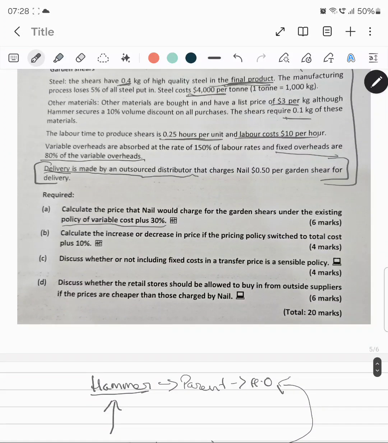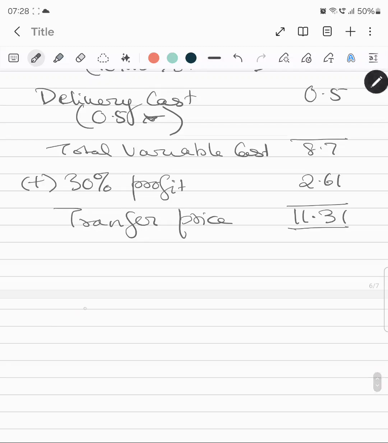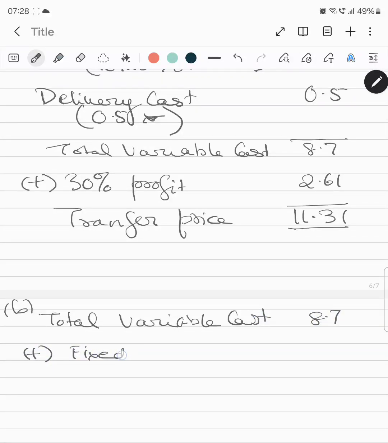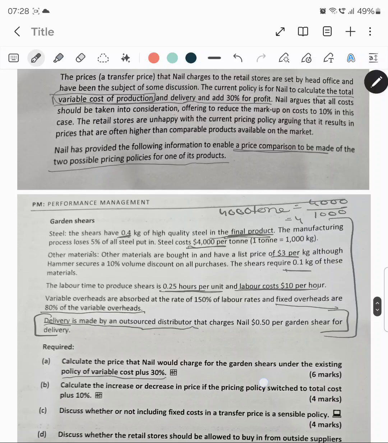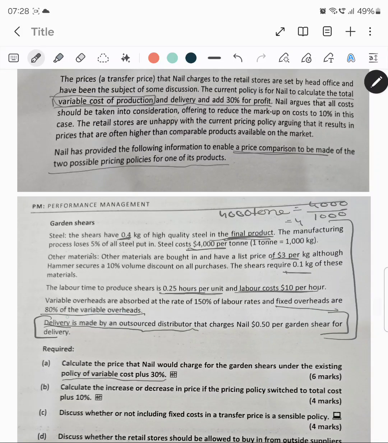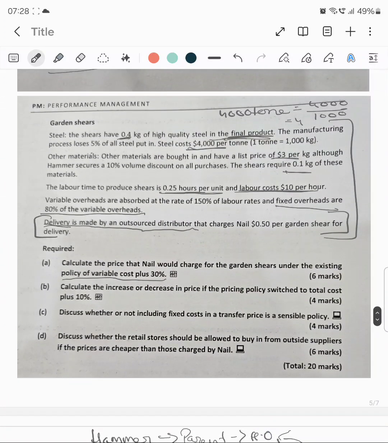Now let's see what's the second part. Calculate the increase or decrease in the price if the pricing policy switches to total cost. Now it is saying total cost. So if it's asking me about total cost, that means I'll have to include the fixed cost as well. So my total variable cost, this is B part, was 8.7, and what are the fixed costs? The information about fixed costs was that fixed costs are 80% of the variable overheads.